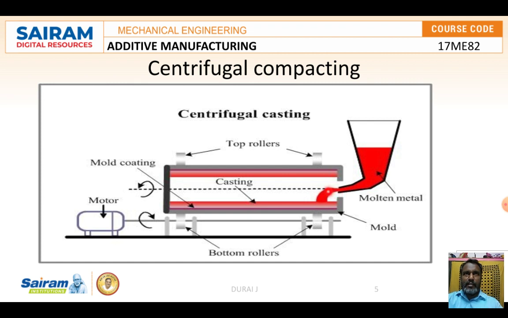In this method, the powder is filled in a mold and packed uniformly with a certain pressure. Uniform density is obtained as a result of the centrifugal force acting on each powder particle. This method is employed for heavy metals such as tungsten carbide and for materials that are relatively incompressible by conventional die compaction.